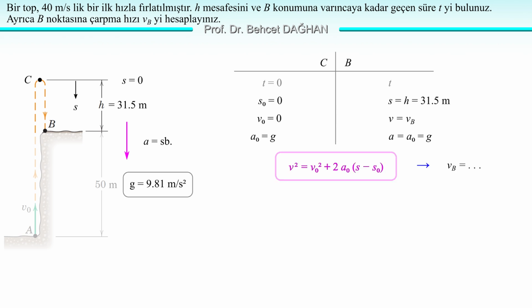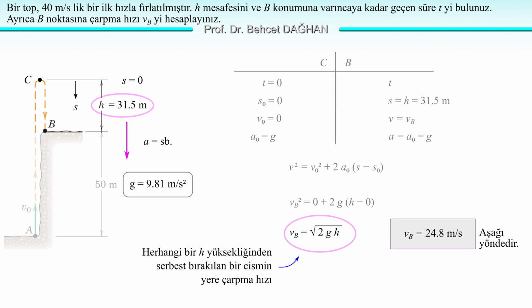Let's consider the timeless velocity formula again. Let's substitute the known values here and find vb from here. Now, when we substitute the known values, we obtain the relation vb equals square root 2gh.